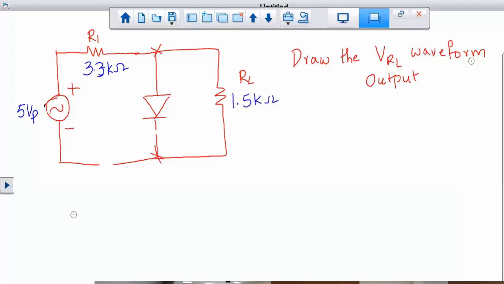Because an AC cycle means, I don't even need to mention that. I don't even need to indicate right here what is positive and what is negative.